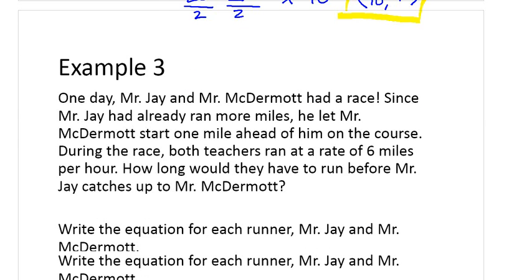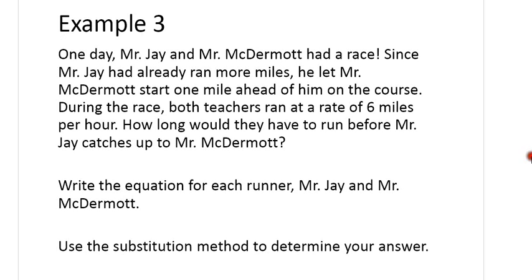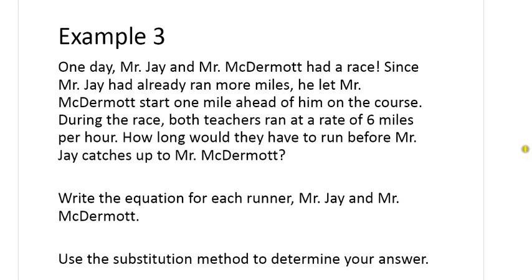Let's keep thinking about Mr. McDermott and Mr. J in example 3. Example 3 says, one day, Mr. J and Mr. McDermott had a race. Since Mr. J had already run more miles, he let Mr. McDermott start 1 mile ahead of him on the course. During the race, both teachers ran at a rate of 6 miles per hour. How long would they have to run before Mr. J catches up to Mr. McDermott? Well, let's think about what's happening here.